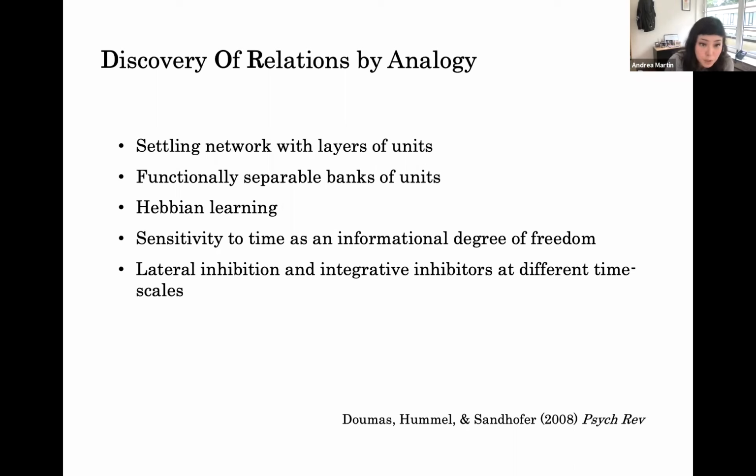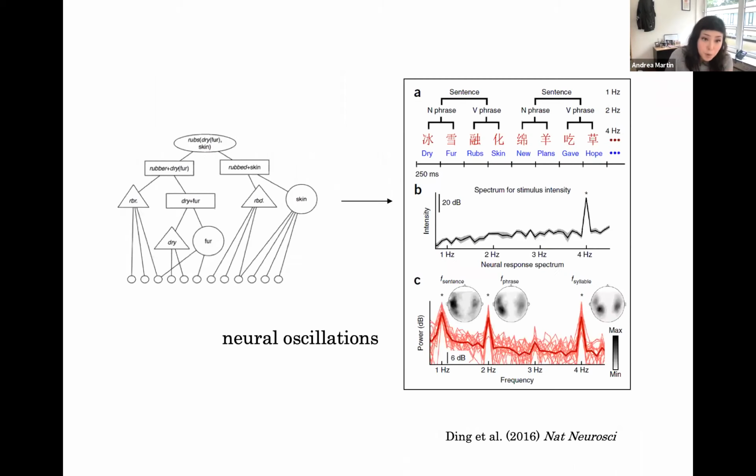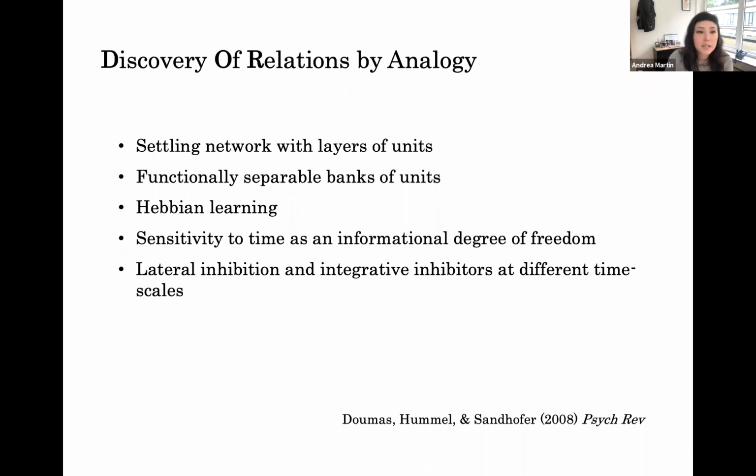It uses the Hebbian learning rule. And the important thing, usually I have something highlighted here. The most important thing here is that it's the sensitivity to time as an informational degree of freedom that gets you this ability to sort of tease information apart and achieve variable value independence. And that comes from being able to control lateral inhibition and integrative inhibitors at different time scales. I'm happy to talk more about that some other day.